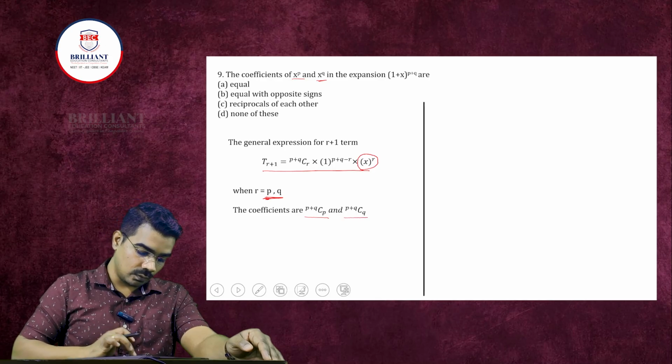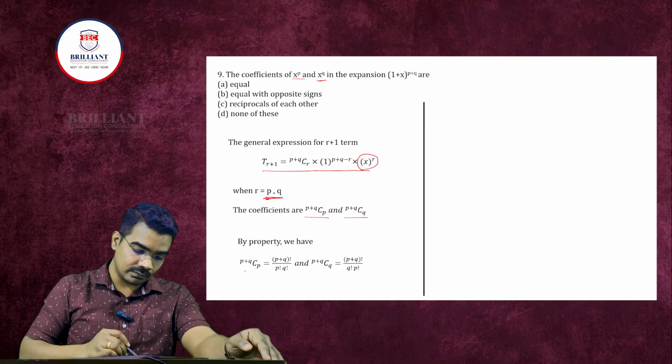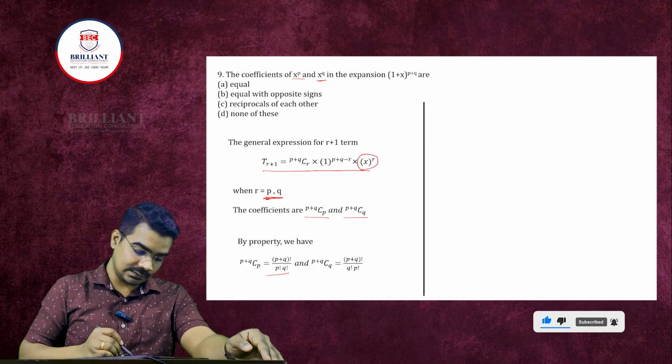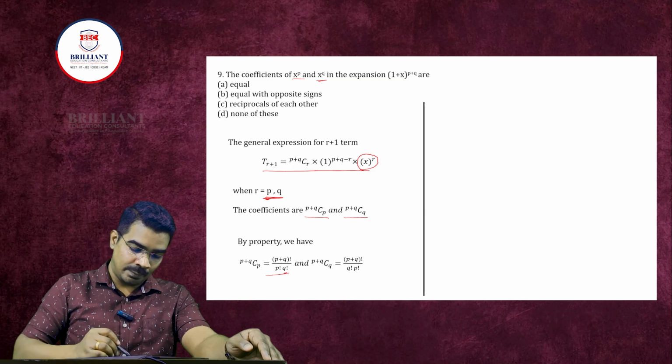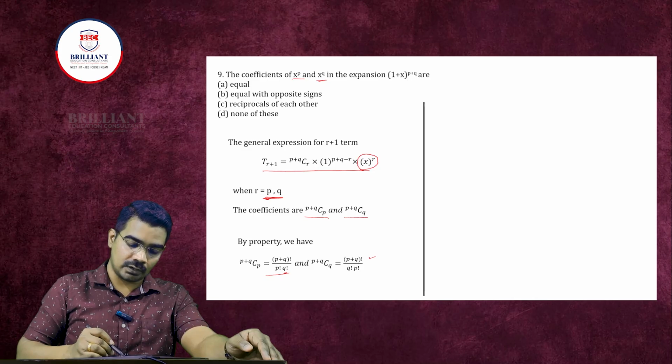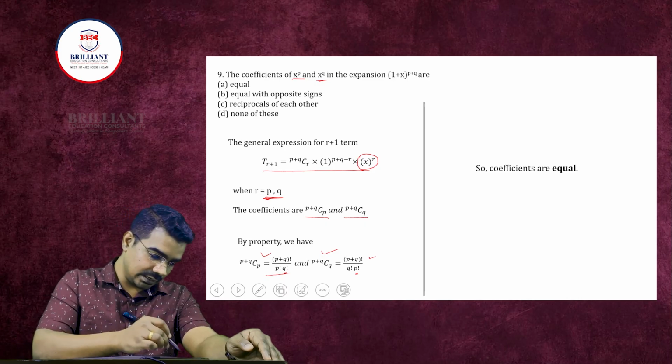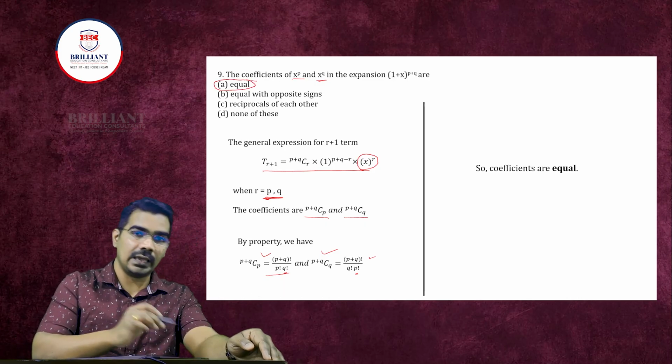So by the principle, we have (p plus q)Cp as (p plus q) factorial by p factorial into (p plus q minus p) factorial, that is q factorial. (p plus q)Cq will be again (p plus q) factorial by q factorial into (p plus q minus q) factorial, that is p factorial. So looking at it, both the coefficients are equal. So the correct answer is option A, equal.